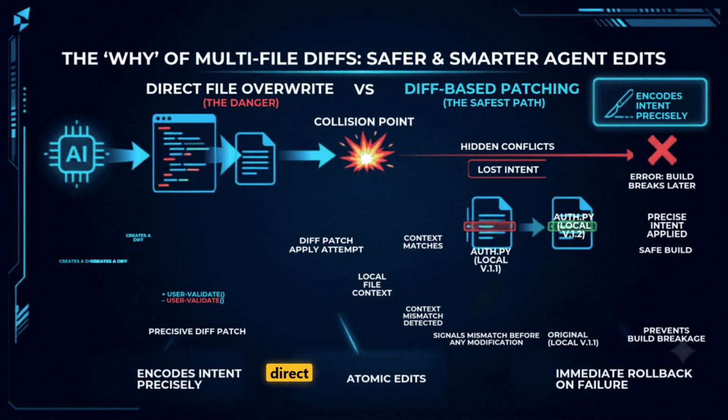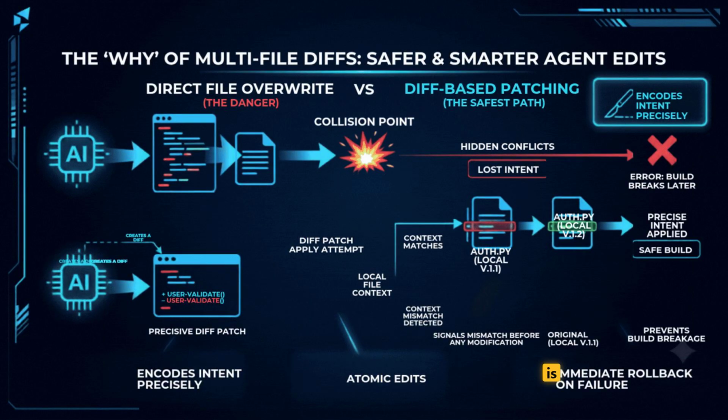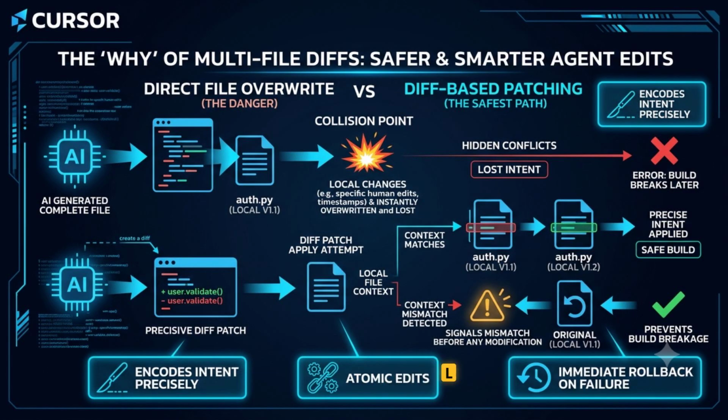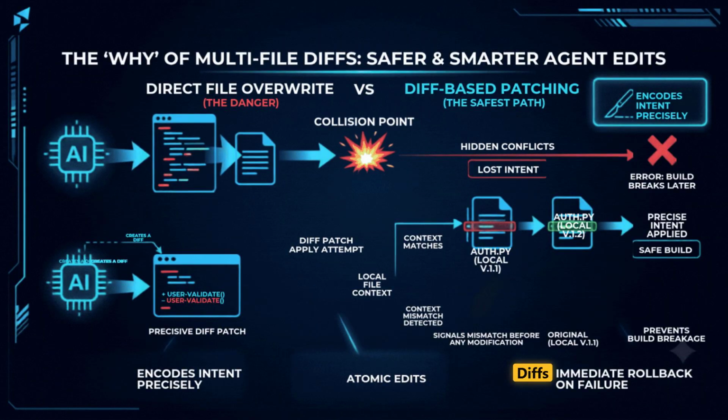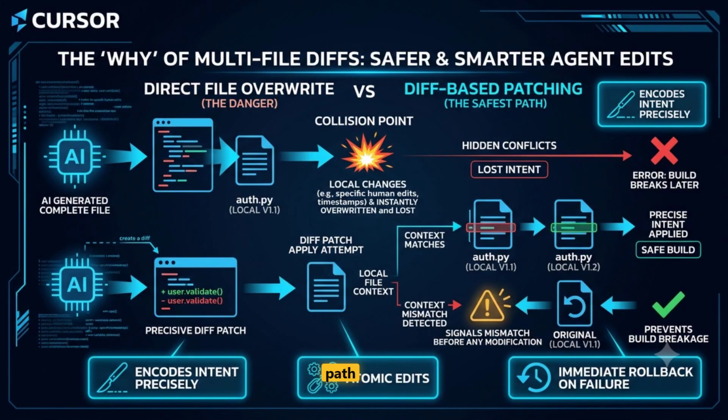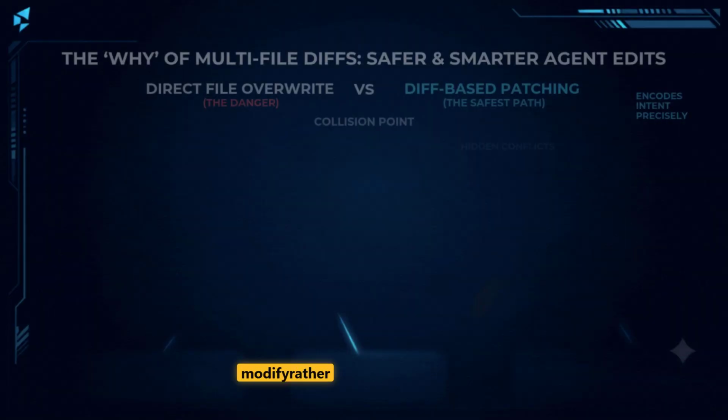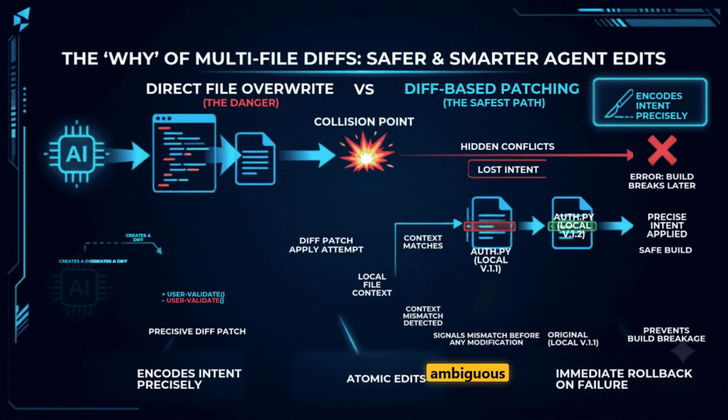Counterintuitively, most agents actually prefer direct overrides. Generating perfect diffs is computationally expensive for the LLM, and many agent frameworks take the easy route by rewriting whole files, blind to context mismatches. Diffs are the safer path because, as that top right panel highlights, they encode precise intent, the exact lines to modify, rather than an entire ambiguous blob of code.